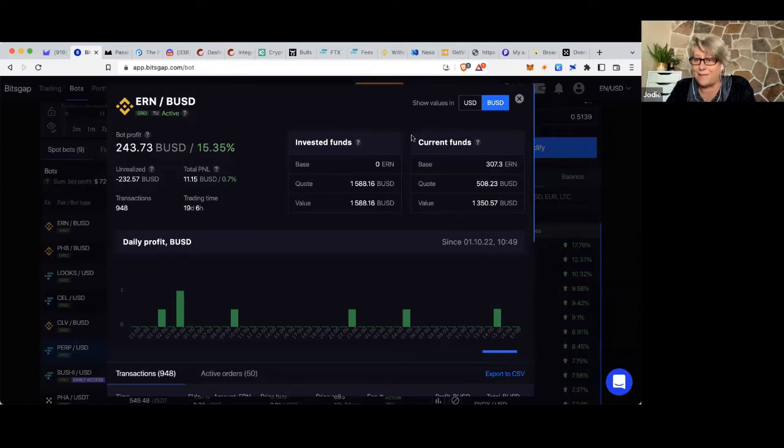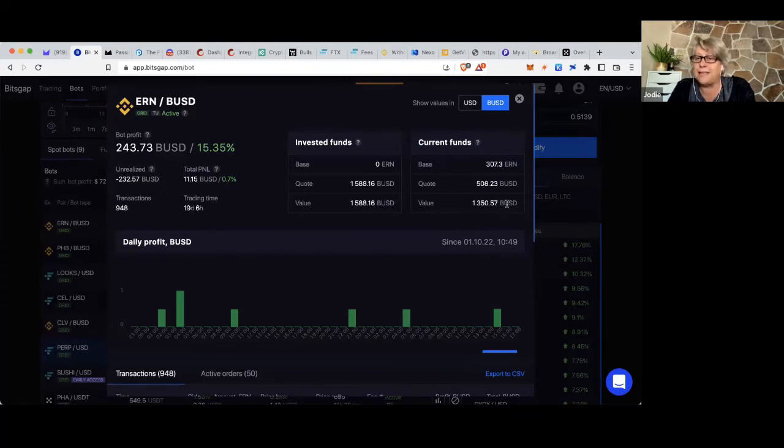So now I've tested this. It is 100% correct. If I close this bot right now, I literally get 508 BUSD and I literally get 307 ERN. If I decide to sell the ERN at the same time, I will get $1,357 BUSD into my available balance. So finally, we have some correct figures.